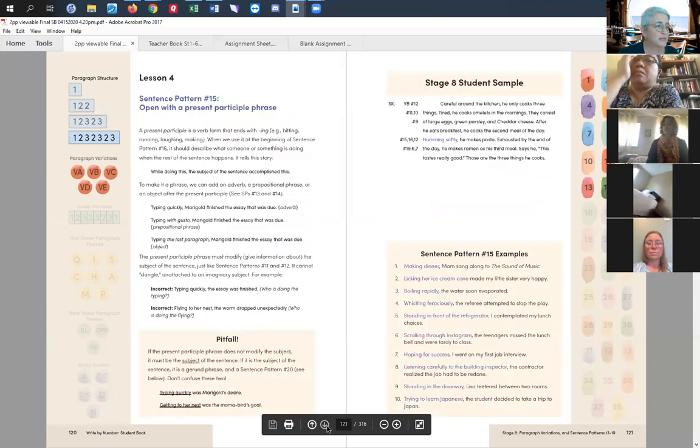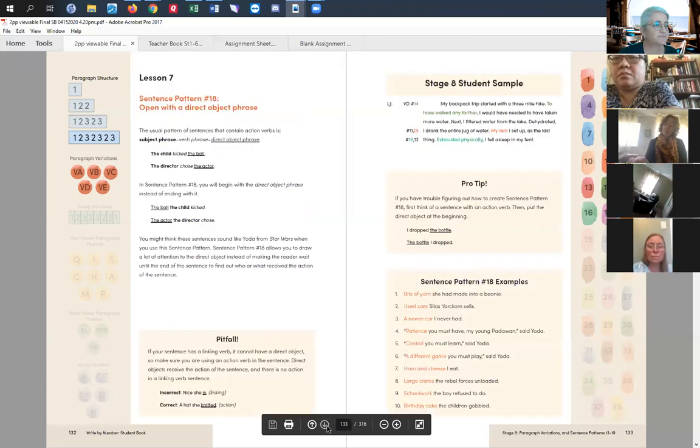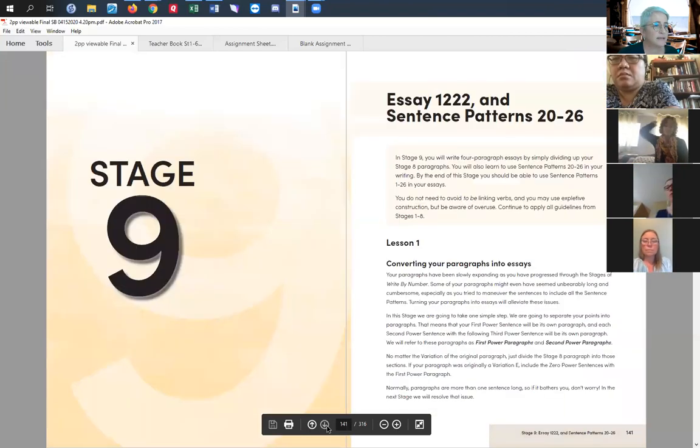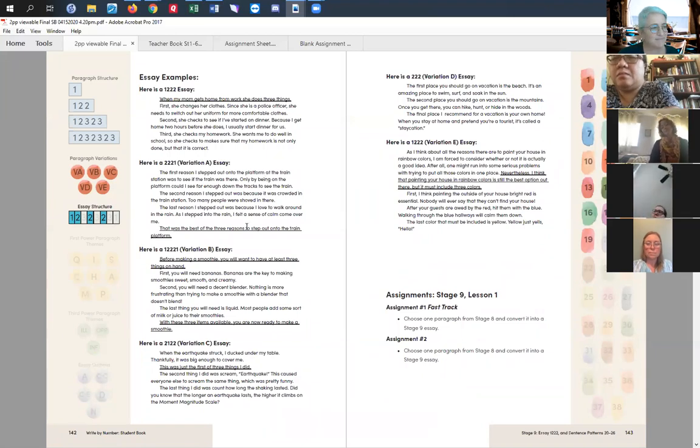Again, we're adding more sentence patterns until we get to the end of this stage. And then now we do the magic. All of a sudden it's an essay, and my students always love it when I do this, because it's like, I just wrote an essay. Well, they've been doing it the whole time, they just don't see it. All we're doing is we take that long paragraph and we split it into smaller paragraphs. And they can see how we end up with an essay.